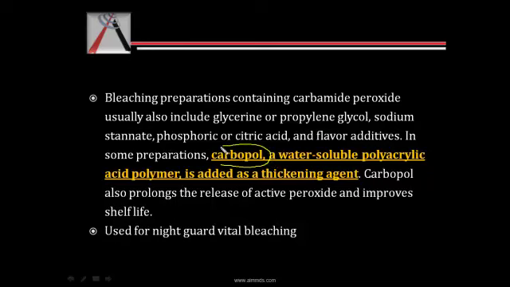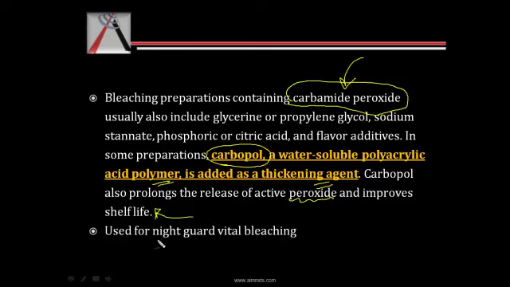Now, carbopol is nothing but polyacrylic acid polymer, and it is the thickening agent added in the compositions of carbamide peroxide. Carbopol also prolongs the release of peroxide, so it increases the life, the bleaching effect, and it does improve the shelf life of urea hydrogen peroxide, that is nothing but carbamide peroxide. The carbamide peroxide is an agent that is used for night guard vital bleaching, and this point is an important MCQ.